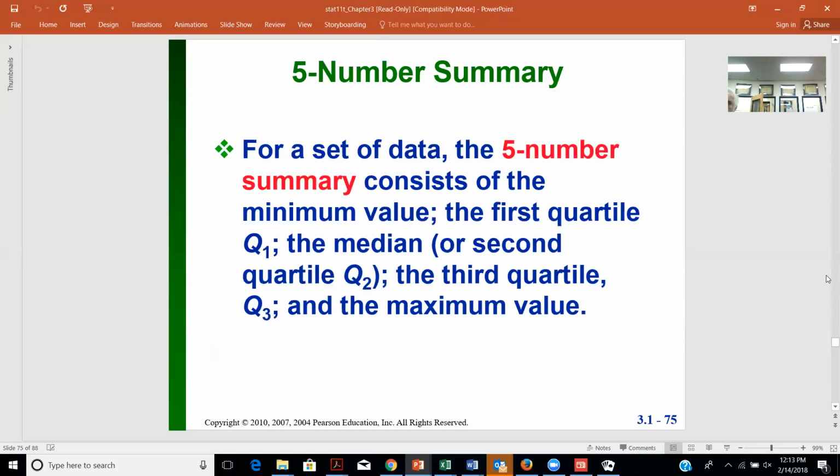Our value at Q3 is 12. And then our maximum is 16. So we actually take the values. Those define it. If you know what those are, then you can actually visualize what the box plot's going to look like.